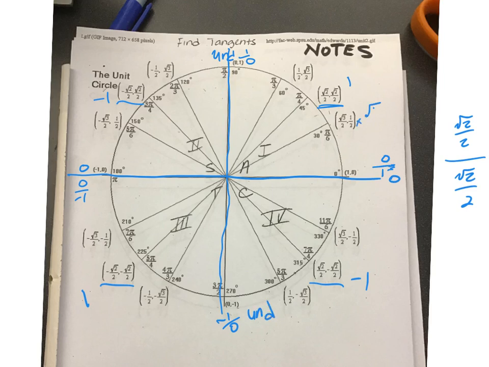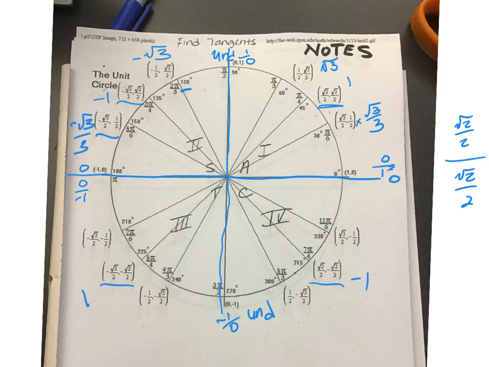Root 3 over 3. What is 60 degrees? Plain root 3. Yep. We know that's undefined. What is 120 degrees? Right here. Negative root 3. And what is 150 degrees? Right here. What is it? Negative root 3 over 3.